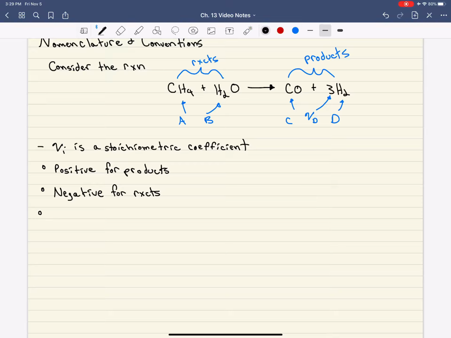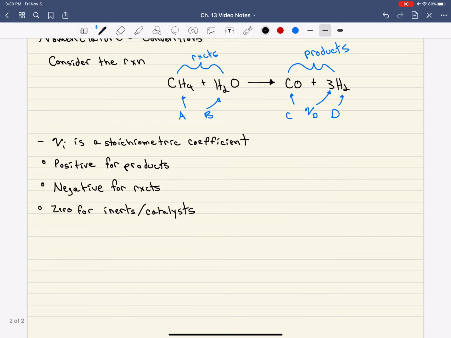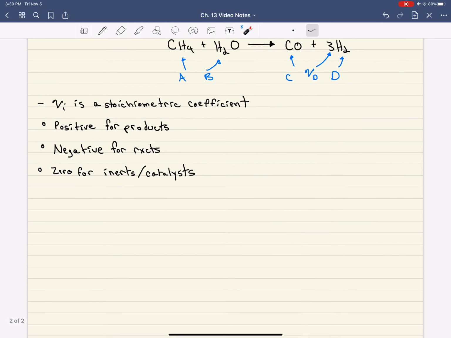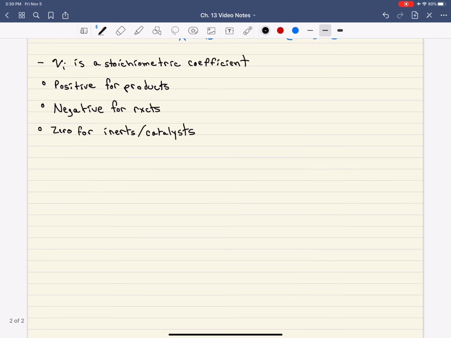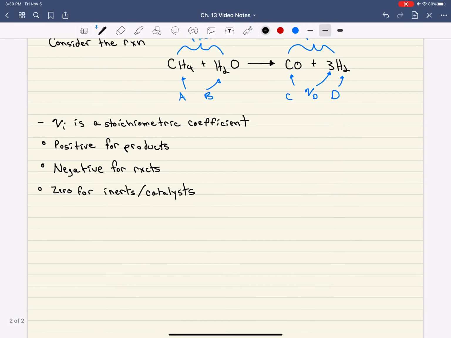And of course, if there's anything else in the system that doesn't participate in the reaction, but is in the feedstock, something like a catalyst or an inert, their stoichiometric coefficients would be 0. So these are basically additives that maybe can help control the rate of the reaction, but don't participate in the chemical mechanism themselves, or at least explicitly. Okay, all right.